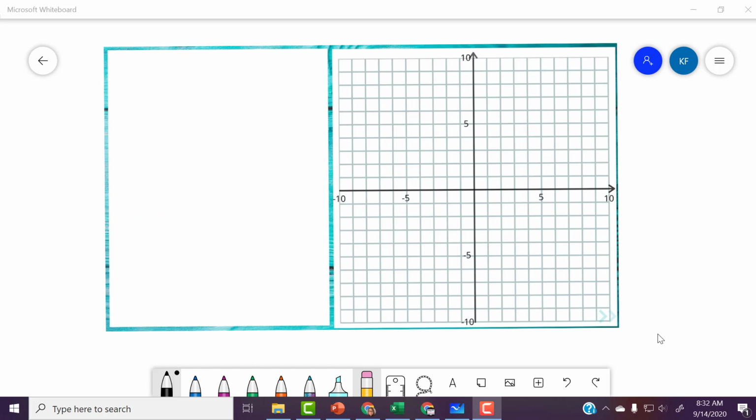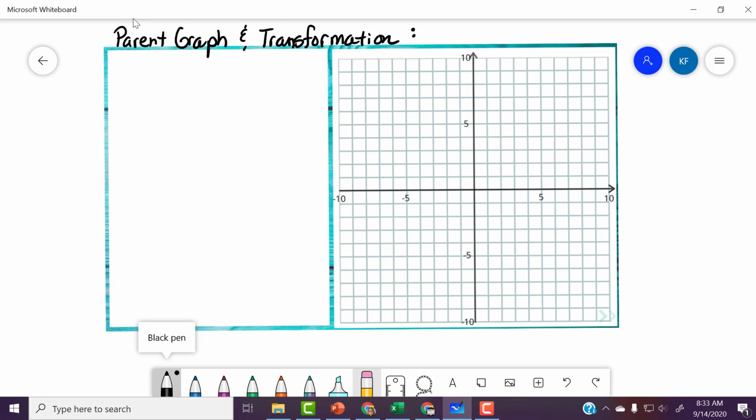Good morning. This lesson is on transformation of parent graphs. We're starting with quadratics. So make sure you get out a sheet of paper and we're going to get started. So you need to label these notes parent graphs and transformation. And we're going to be looking at primarily the quadratic equation. So I'll call it a function just to stay consistent.